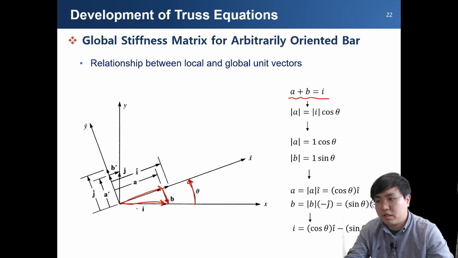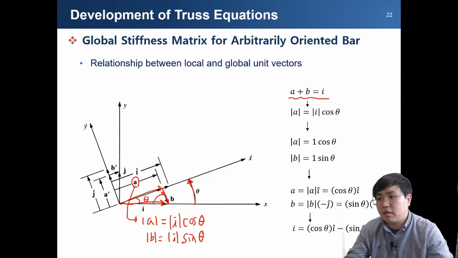That means we can easily define the magnitude of A using the cosine relationship, so it is equal to cosine theta. This is a projection of this unit vector, and vector B can also be projected in this direction, giving sine theta. This i is a unit vector, and its magnitude is equal to 1, so the magnitude of vector A is cosine theta, and the magnitude of vector B is sine theta.